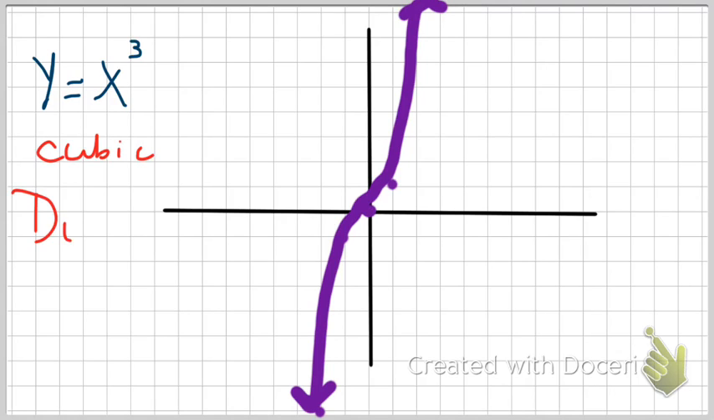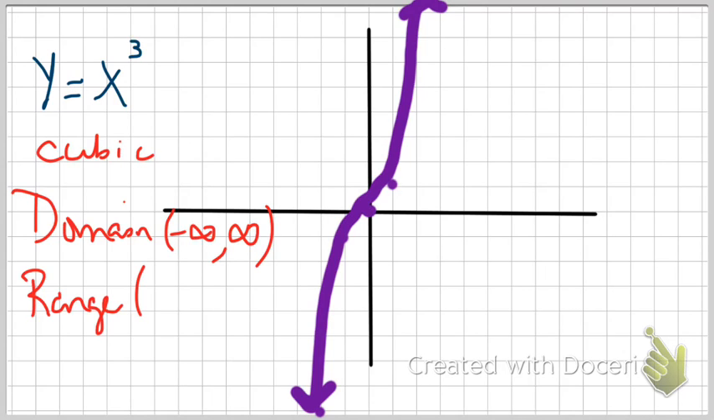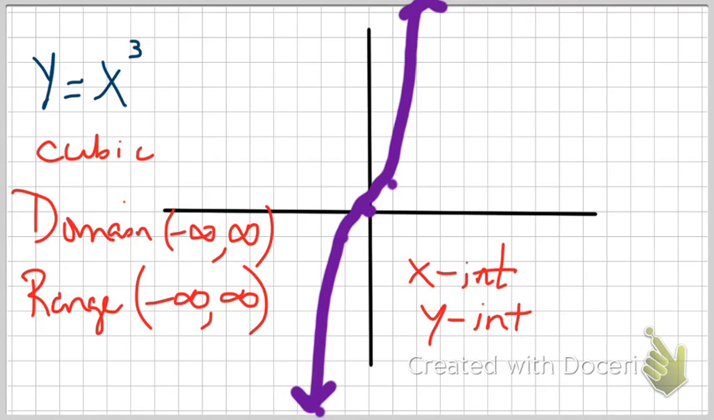About the properties. The domain, forever left and right. You have no denominator, no square root. There is no restriction. The range, forever to the bottom and to the top. Your intercepts, they're one and the same again. That would be your origin.